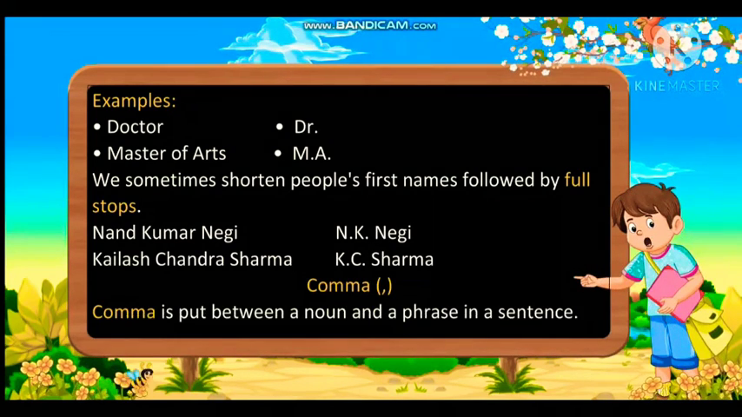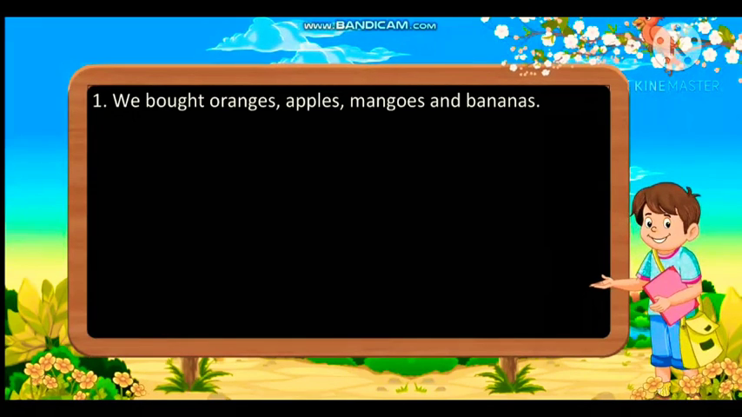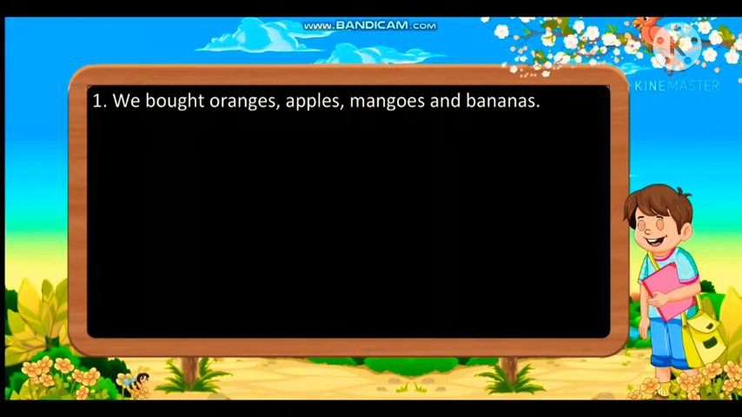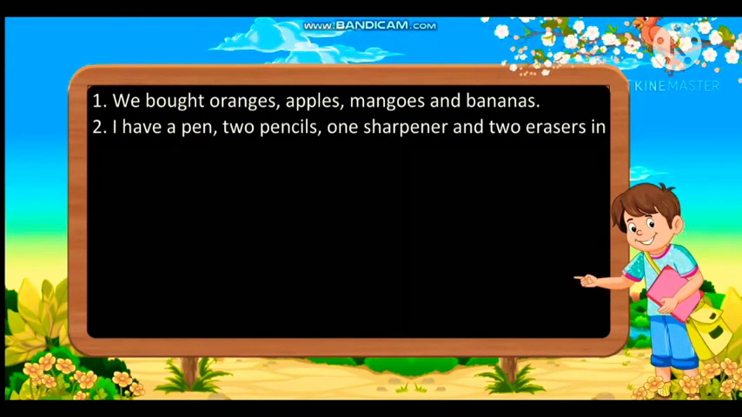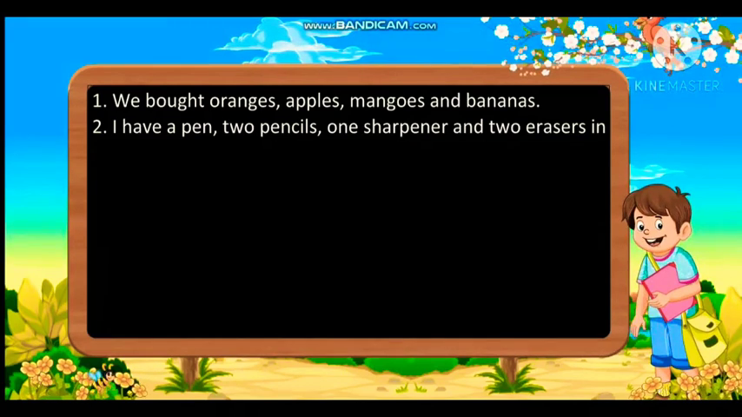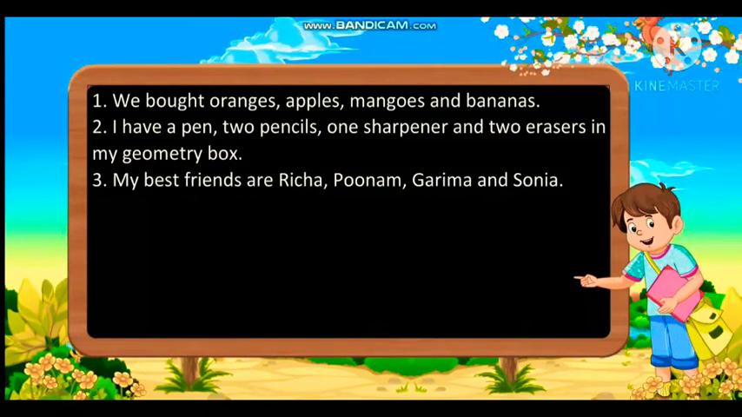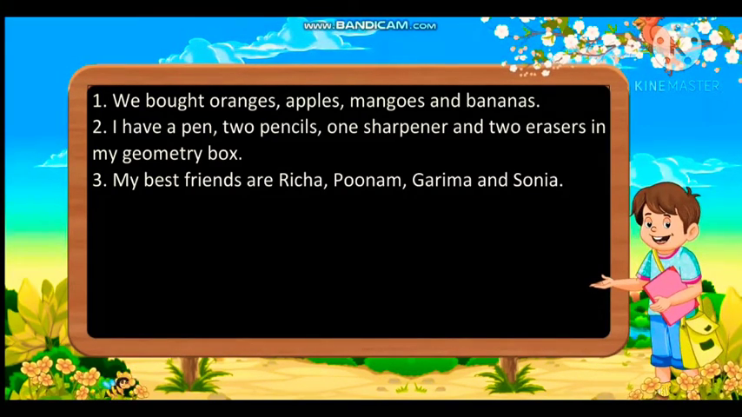Comma. Comma is put between nouns and phrases in a list in a sentence. First, we bought oranges, apples, mangoes, and bananas. Second, I have a pen, 2 pencils, 1 sharpener, and 2 erasers in my geometry box. Third, my best friends are Richa, Poonam, Garima, and Sonia.